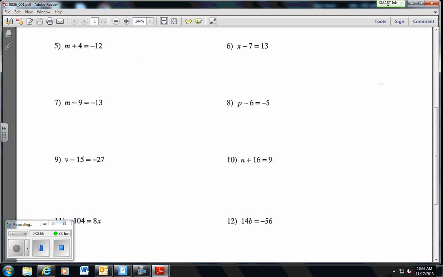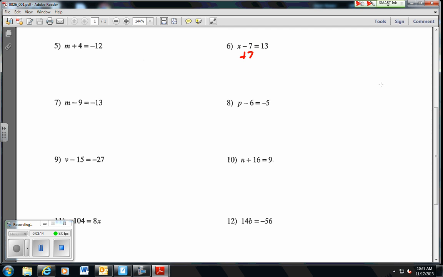All right, now let's take a look at number 6. 6 says x minus 7 equals 13. So what's on the same side as the x? That would be the minus 7. So we need to get rid of that. And to get rid of it, we do the opposite. And the opposite of subtracting 7 is to add 7.